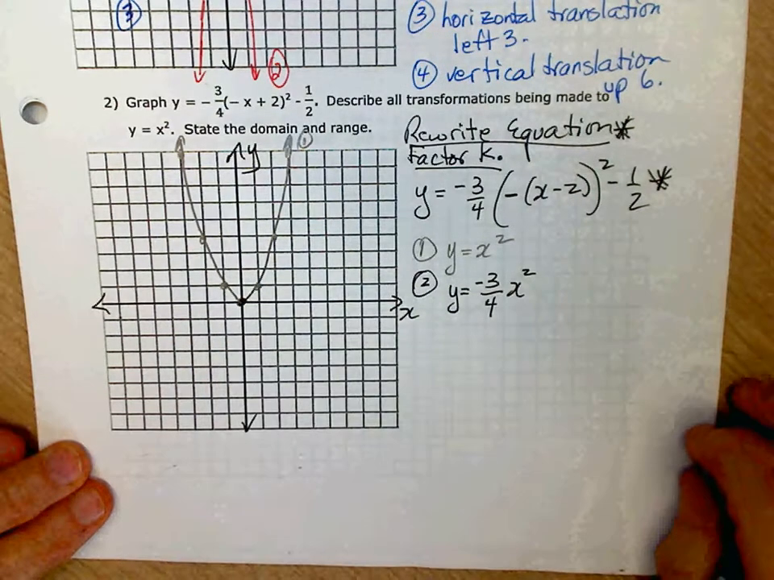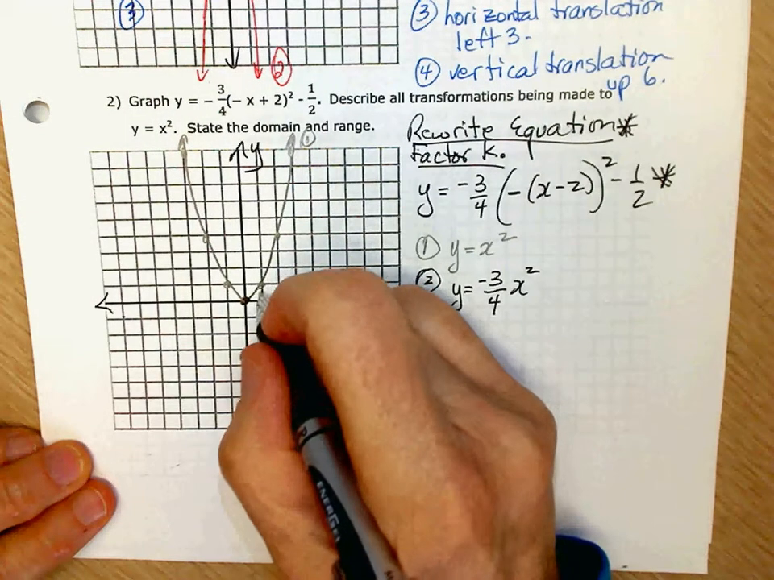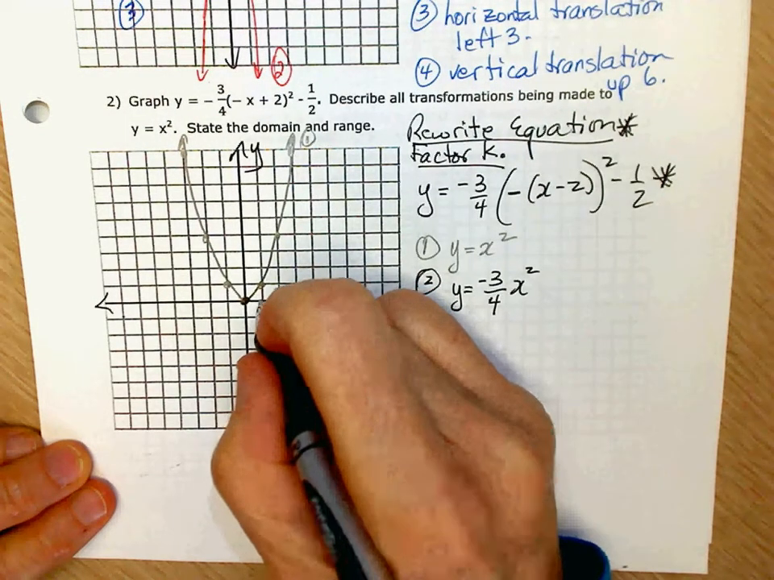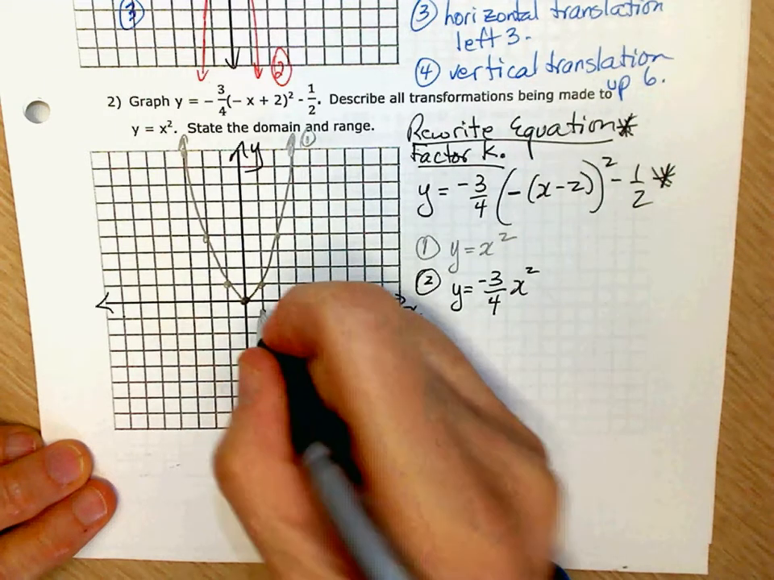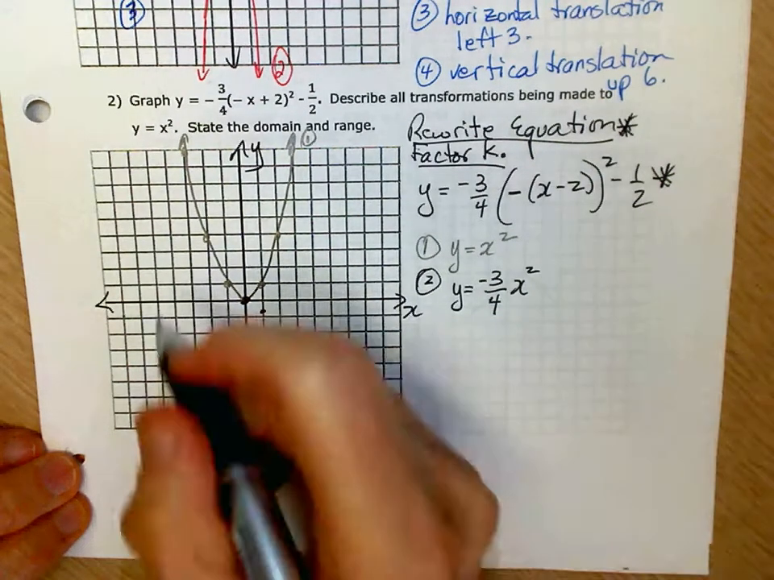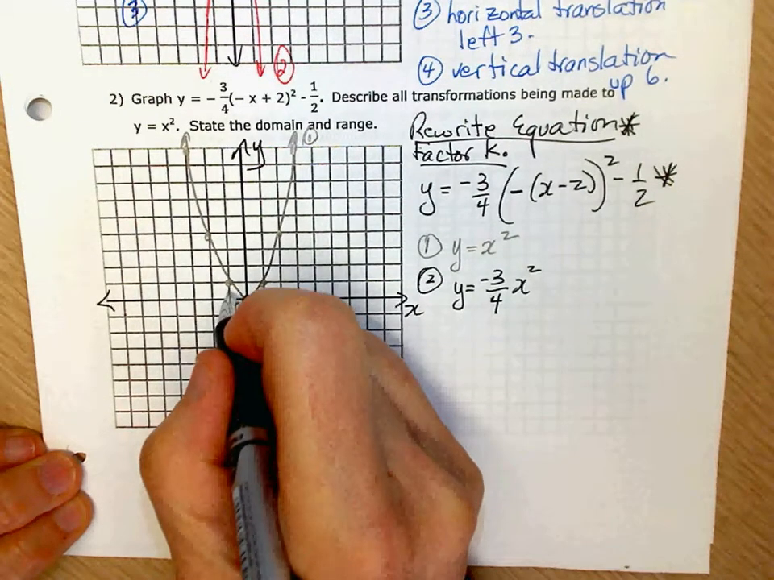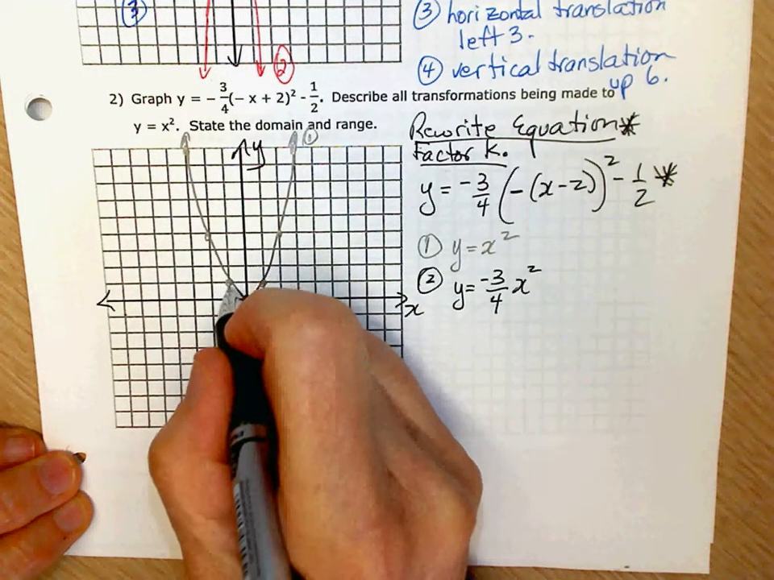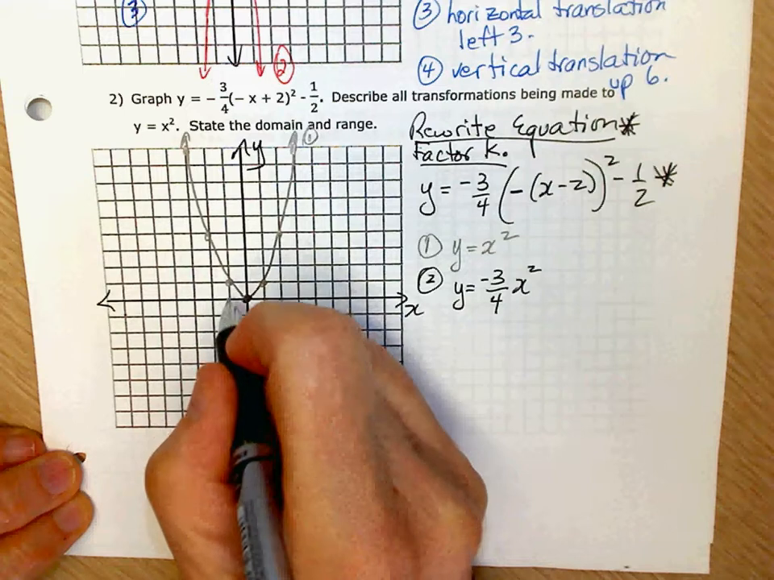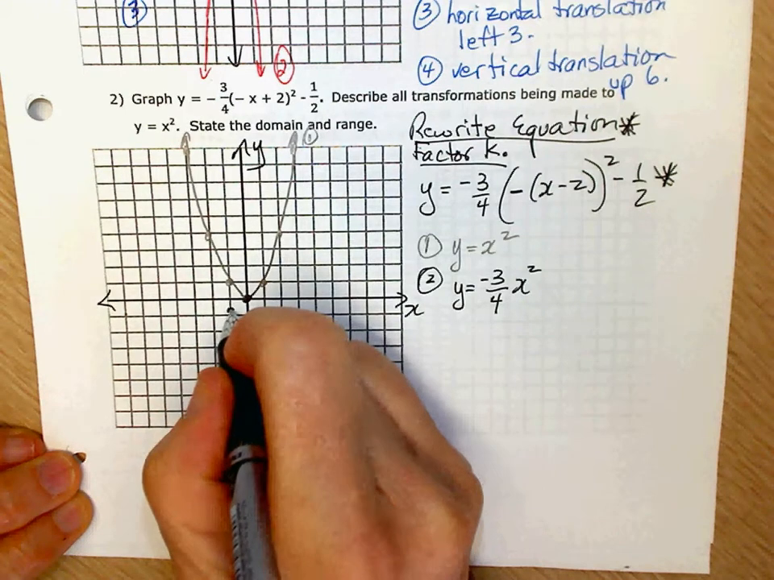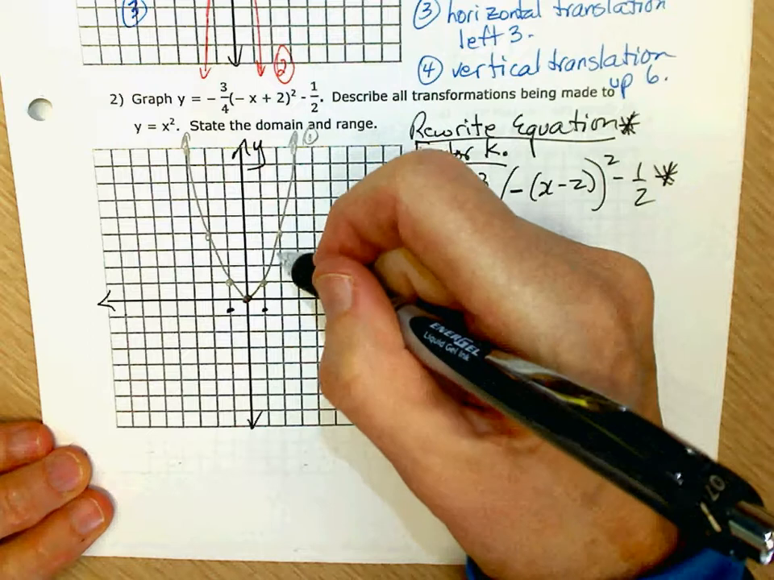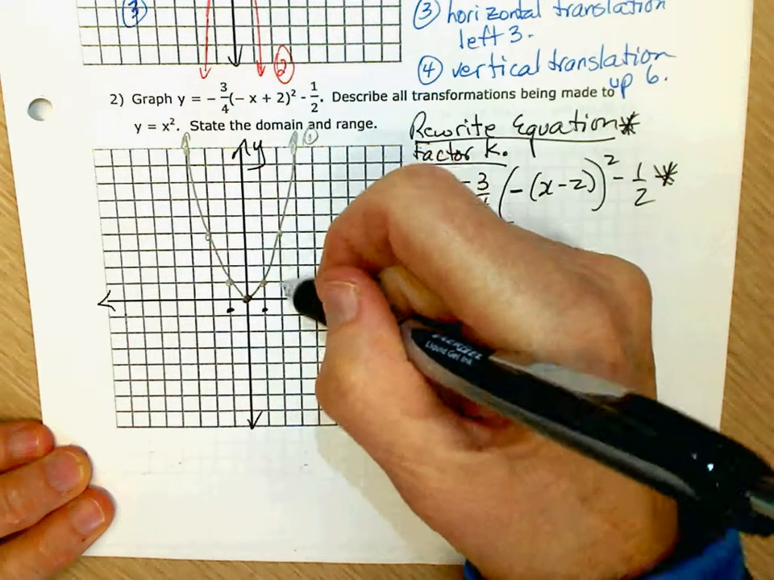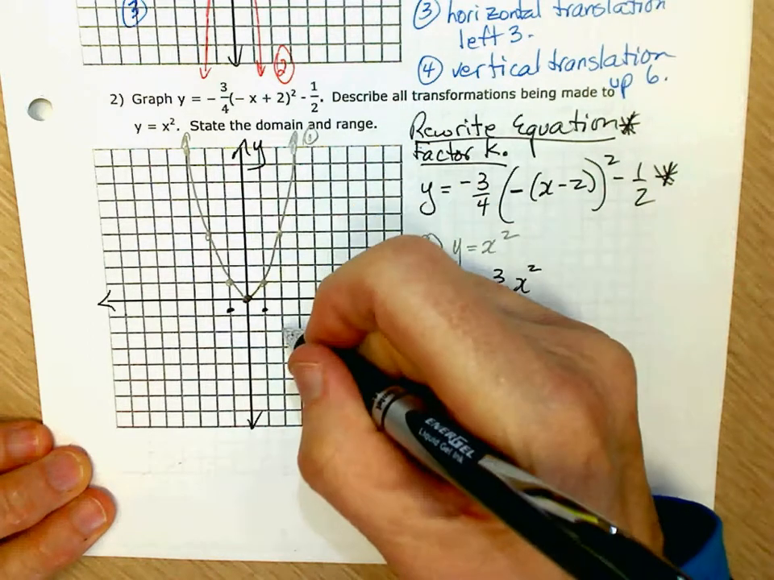1, the y value here is 1. 1 times negative 3 quarters is negative 3 quarters. The y value here is 1, right? There's your y. 1 times negative 3 quarters is negative 3 quarters. The y value here is 4. 4 times negative 3 quarters is negative 3. 1, 2, 3.